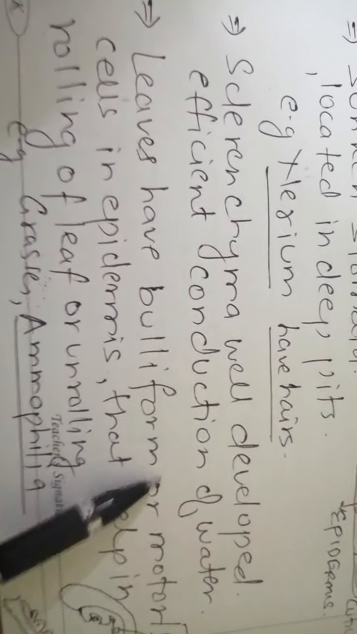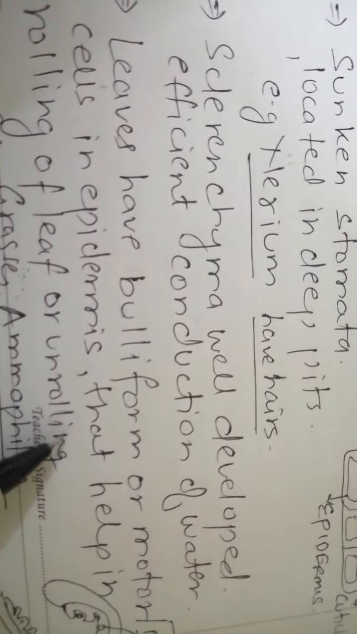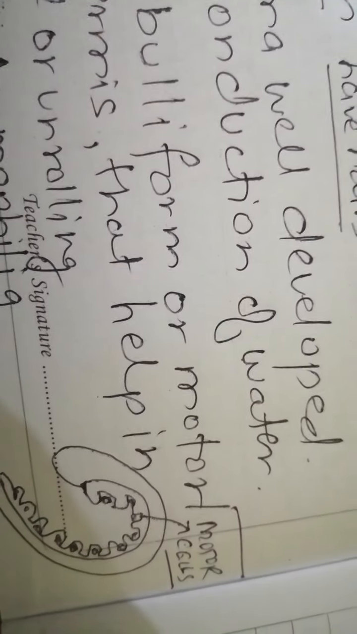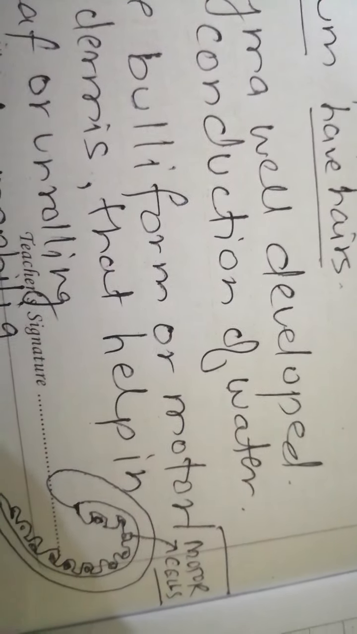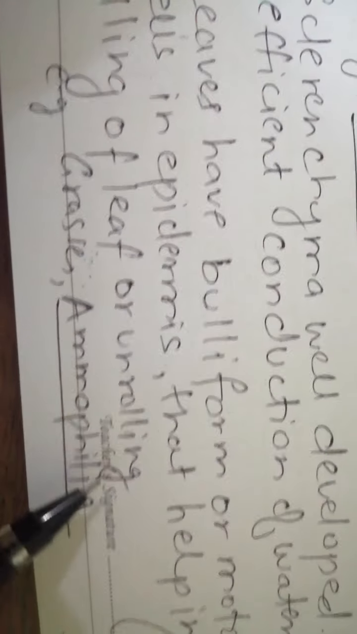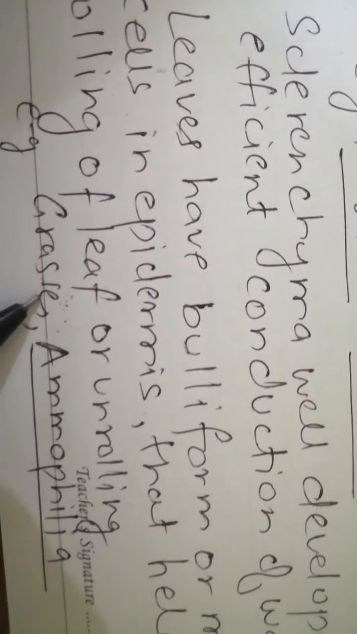Then leaves have bulliform or motor cells in the epidermis that help in rolling or unrolling of the leaf. They do so by the movement of water. Now these are the motor cells. You can see these motor cells are there. And this is found in the case of grasses and Ammophila.